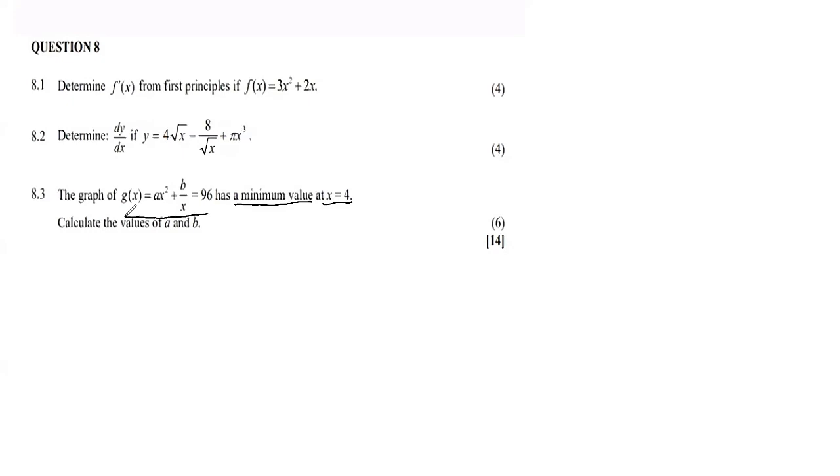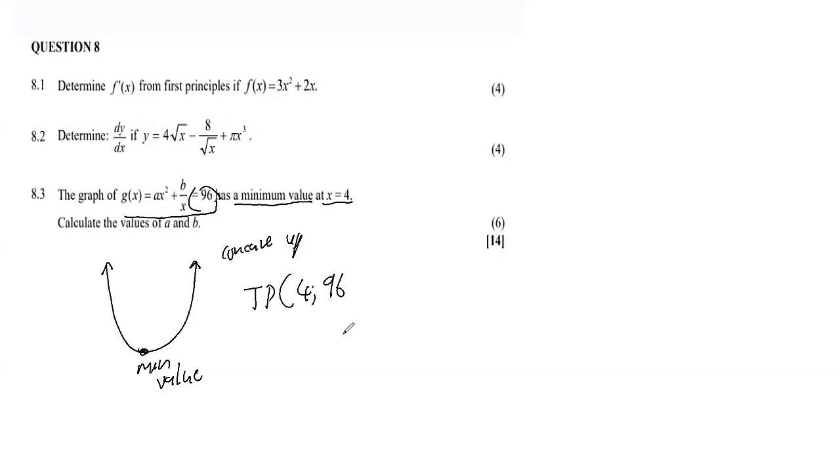And then when we are looking at this expression from the ax squared here, we can tell that this is a parabola. So a parabola has a minimum value if it is a concave up graph, right? So remember, concave up graph means that it will have a minimum value here at the turning point. So now they're saying that it's occurring at x is equal to 4, but then it produces a y value of 96. So that means the turning point at that position would have to be (4, 96), right?